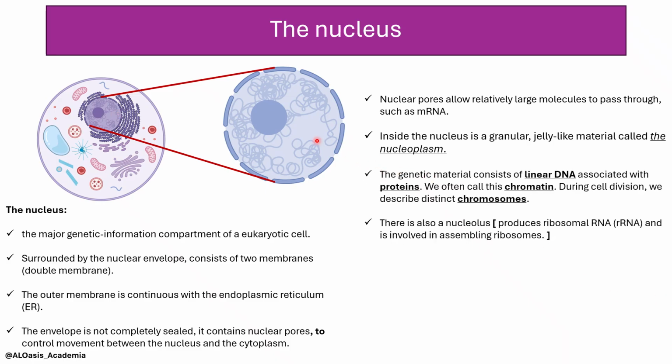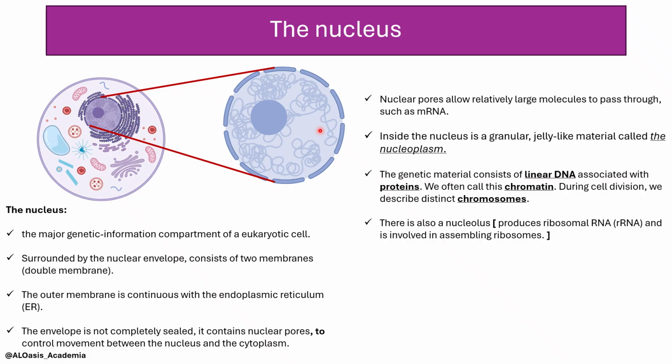So the genetic material inside the nucleus mainly consists of linear DNA. You need to understand and remember the word linear DNA, because in a few slides we will be introduced to the circular DNA that we have in a eukaryotic cell. However, in the nucleus of a eukaryotic cell, we have linear DNA, and this linear DNA, you might find it associated or bound to proteins.